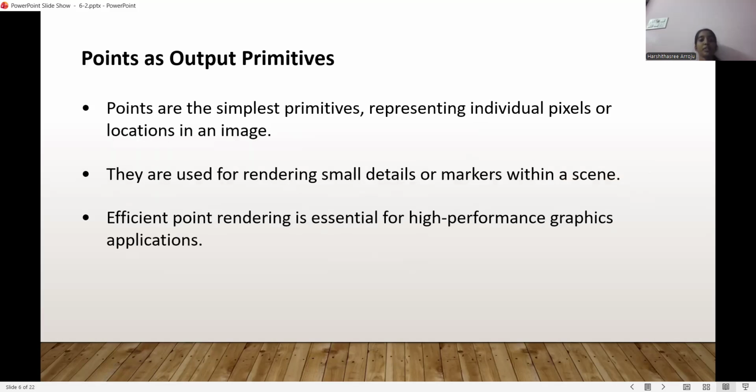Points as output primitives. Points are the simplest primitives, representing individual pixels or locations in an image. They are used for rendering small details or markers within a scene. Efficient point rendering is essential for high performance graphics applications.